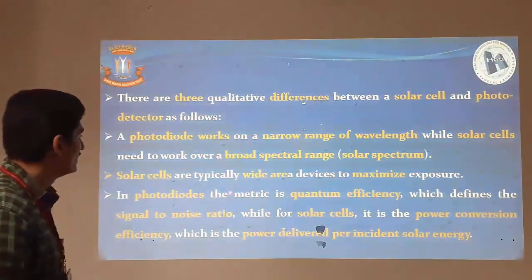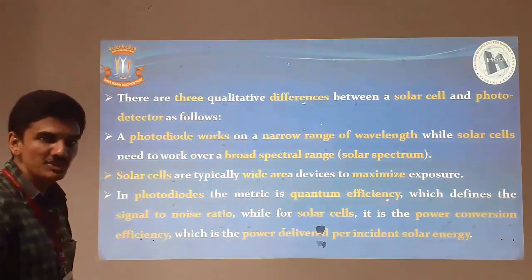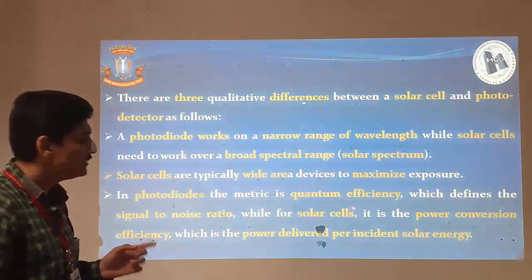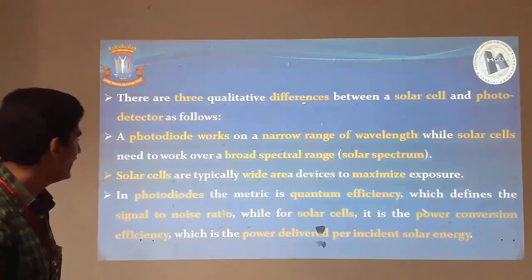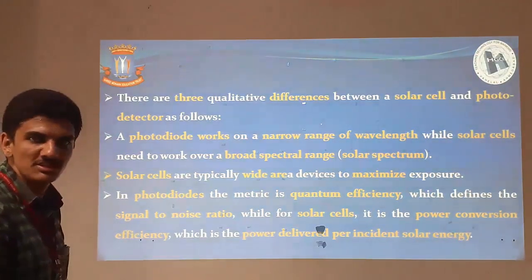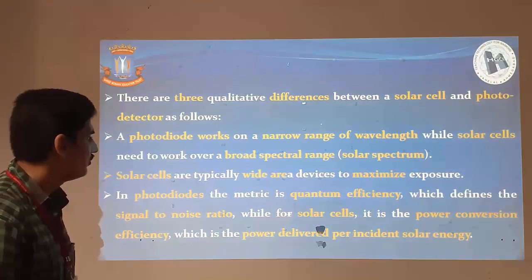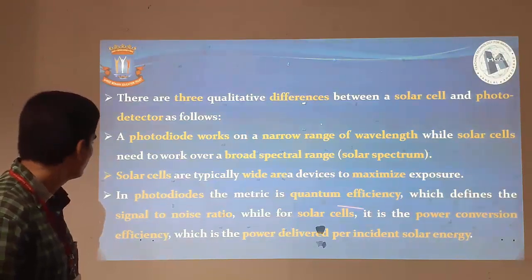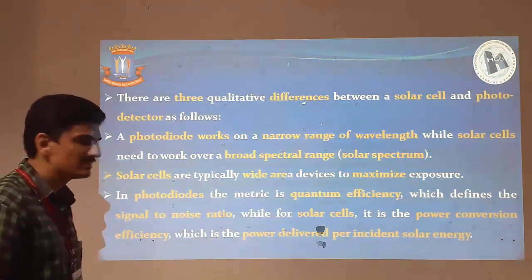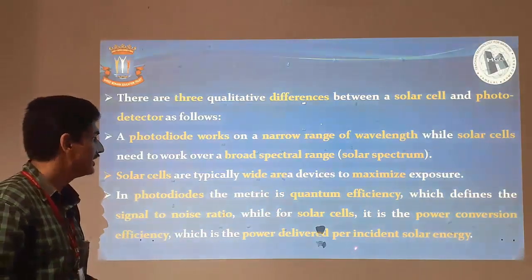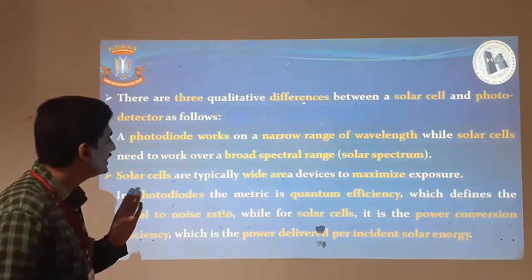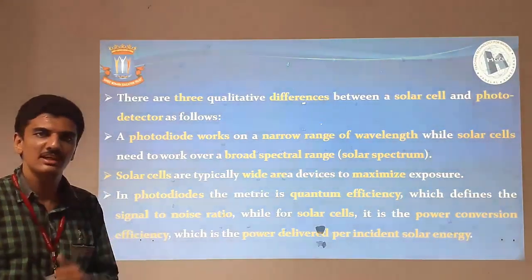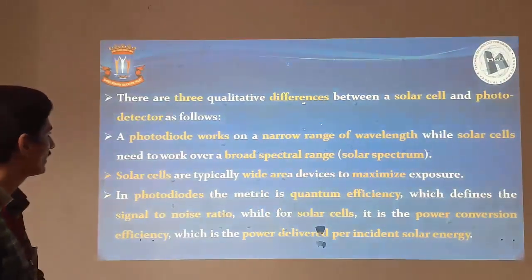In photodiodes, the metric is quantum efficiency. The area will be quite smaller compared to that of a solar cell, which defines the signal to noise ratio. This is very important. While for solar cells, it is the power conversion efficiency, which is the power delivered per incident solar energy. So these were three qualitative differences between a solar cell and a photodetector.